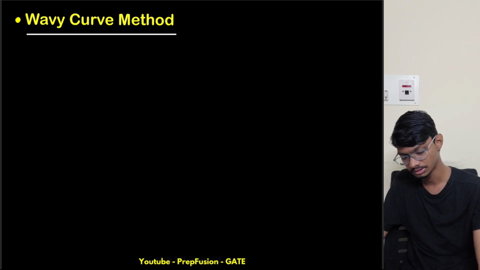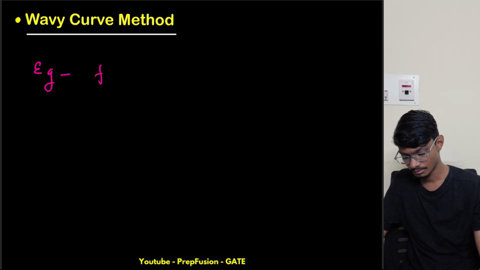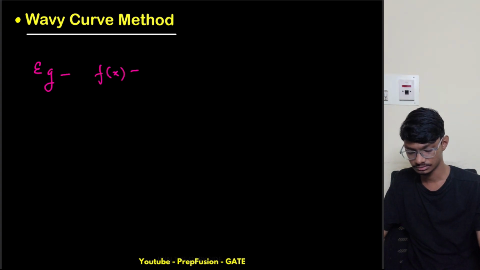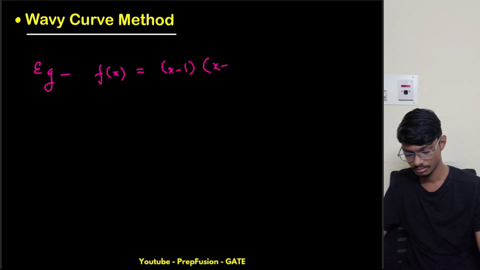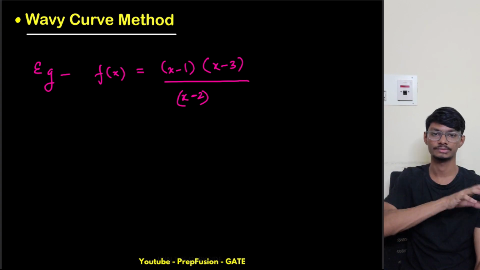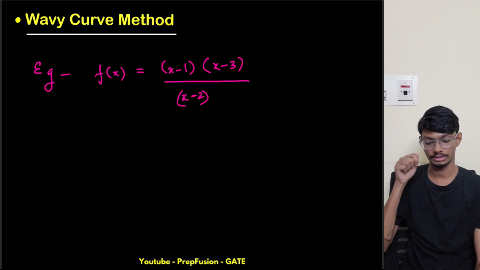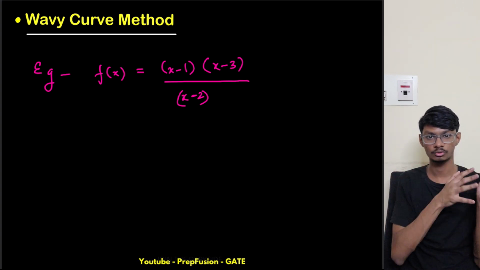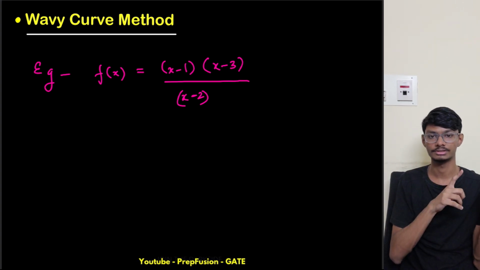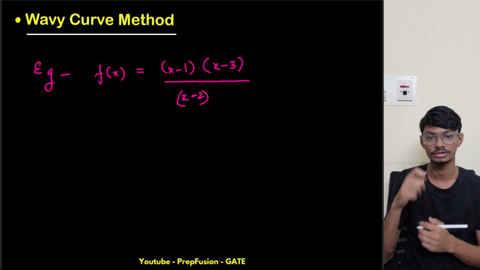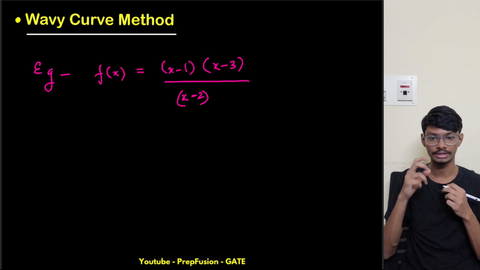So let me take an example. f of x equals (x minus 1)(x minus 3)(x minus 2), right? What we need to do is, can you tell me just by seeing this function where it is positive, where it is negative, and all those things? Just write me the range. You can't do it instantly, you have to think about it, right? So for that we have a method.